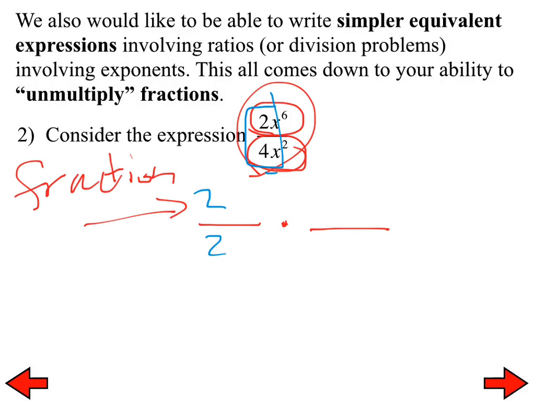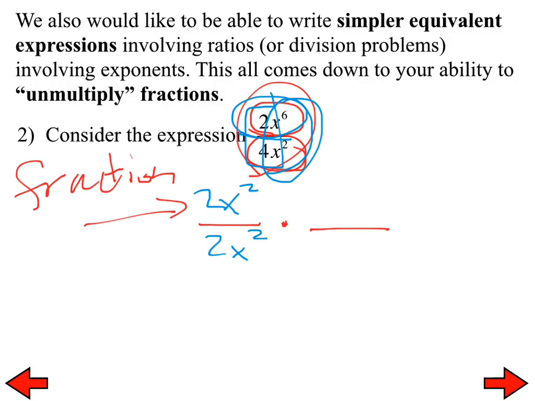And then now let's take a look at the x to the 6th and x to the 2nd. What's the greatest common factor, or the largest thing that goes into both x to the 6th and x to the 2nd? It's x to the 2nd. So what I've done here is I've created the largest things, if you want to call them things, that go into both the numerator and the denominator.